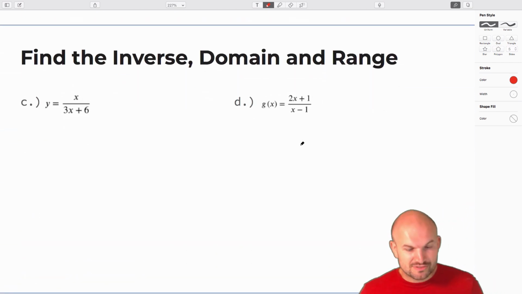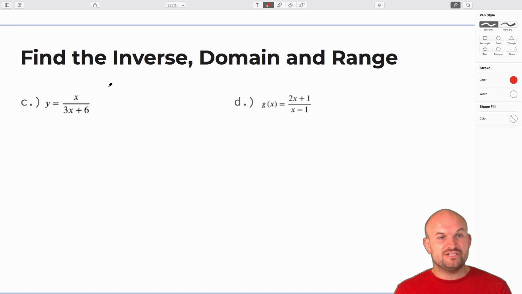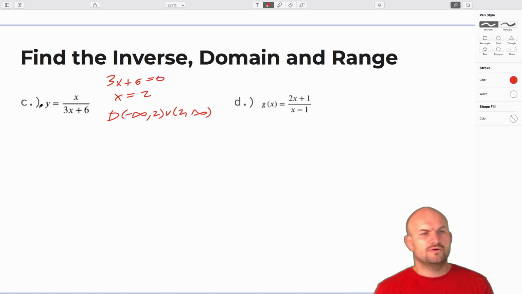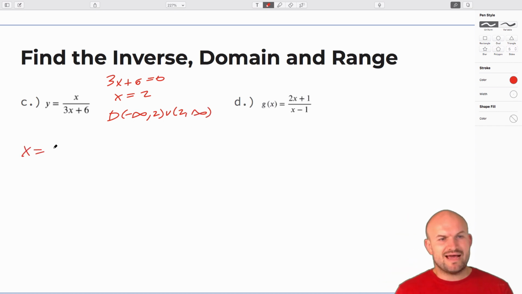All right, so last two examples, same thing here. We can figure out the domain. So let's set 3x plus 6 equal to 0. Say x is equal to negative 2. So my domain here is all real numbers except for negative 2. All right, so now let's go ahead and swap the x and the y's. So x is equal to y over 3y plus 6.